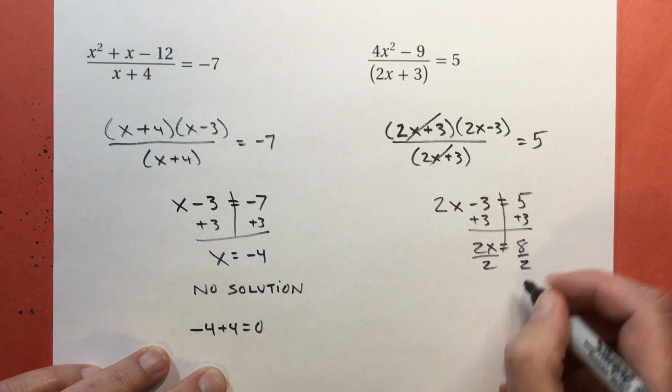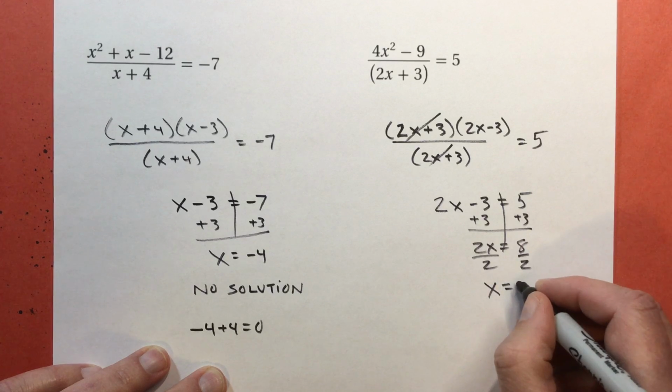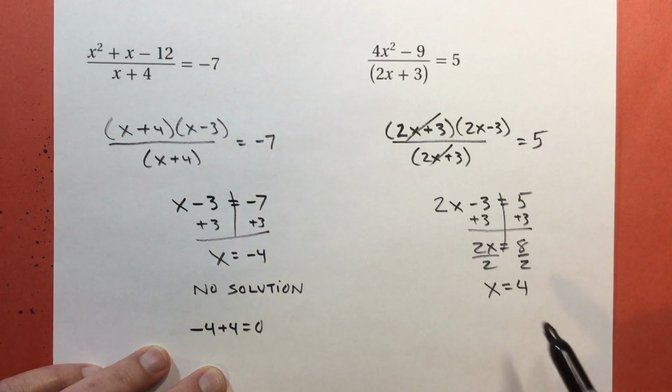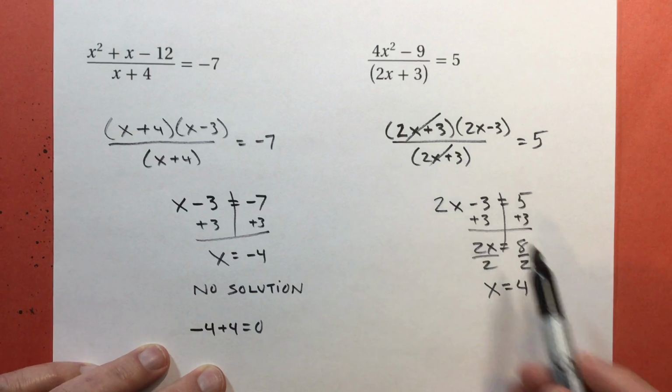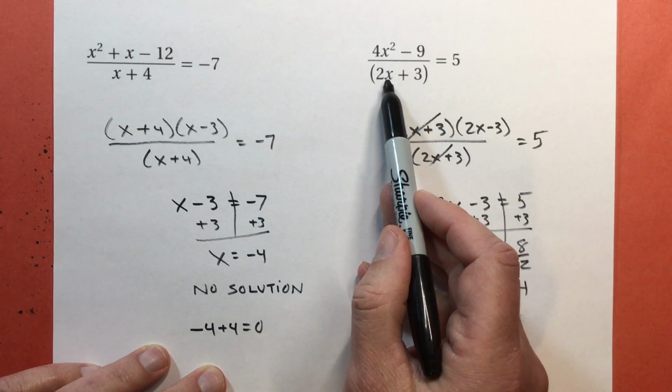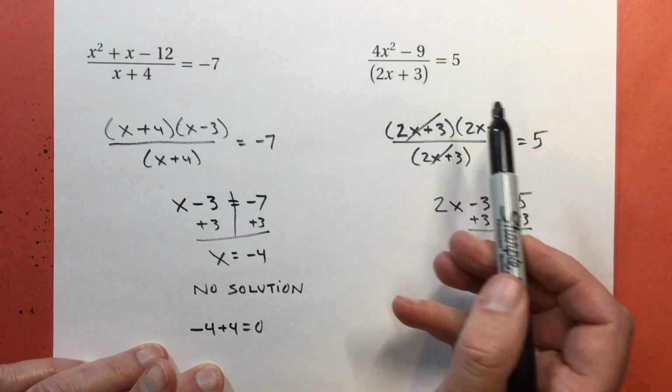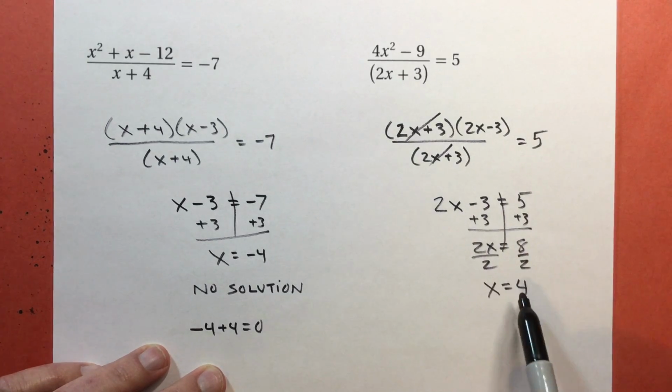Again, I'm going fast because this is Algebra 1 pre-algebra. I get x equals 4. Now let's check. The main idea is, am I going to get 0? 2 times 4 is 8. 8 plus 3 equals 11. This one should be fine.